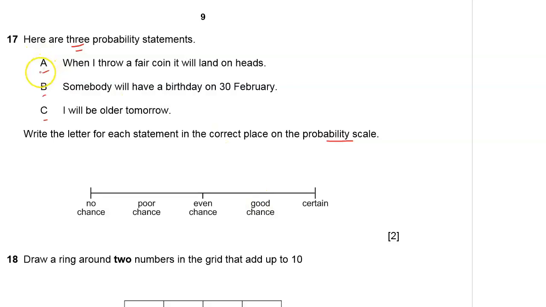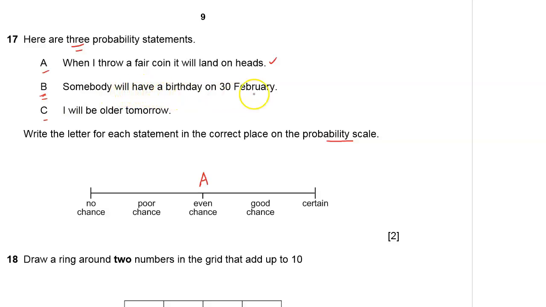Let's look at A. When I throw a fair coin, it will land on heads. A coin has got 2 sides. Therefore, it can either land on heads or on tails, and that will be an even chance. So we write A right there. That is done.